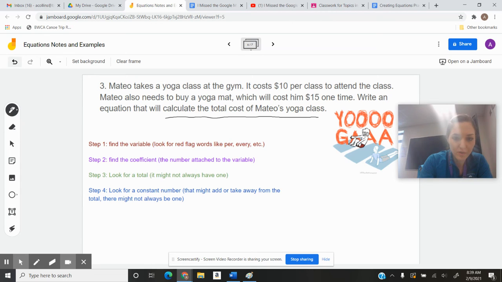Okay, so I am looking for total cost. And then the rest of this, I got to figure it out. So I am looking for the total cost. I have to figure out an equation that would represent his total cost. So the first thing I need to do is look for a variable. Look for words like per and every, and it looks like it costs $10 per class.